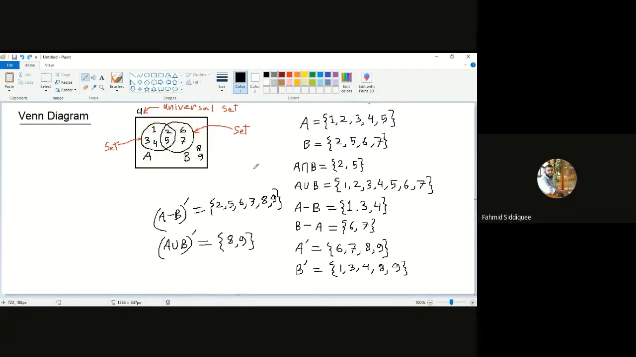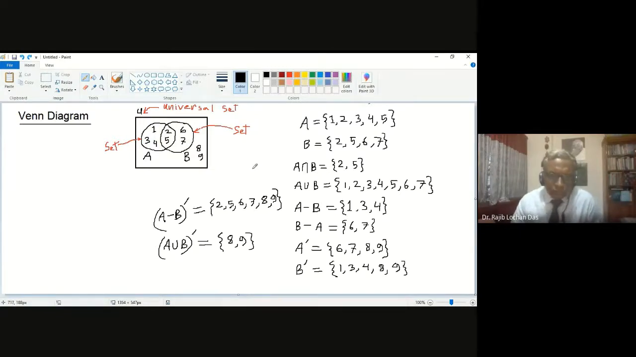Clear, sir. Okay, so in a similar way, we can think of many other set expressions, and a Venn diagram can help us find the numbers or find the answers. So the Venn diagram can be used for solving problems. We will see some of the problems, but before that, let me just show you the shades.